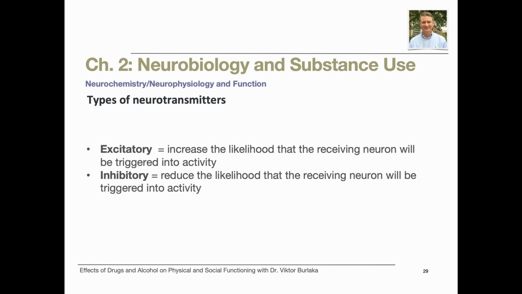Different types of neurotransmitters have different impacts. For example, some play a more excitatory role, while others play a more inhibitory role. Excitatory neurotransmitters increase the likelihood that the receiving postsynaptic neuron will be triggered into activity. Inhibitory neurotransmitters suppress this kind of activity. Most types of neurotransmitter are either excitatory or inhibitory. A few can be either, for example, dopamine.